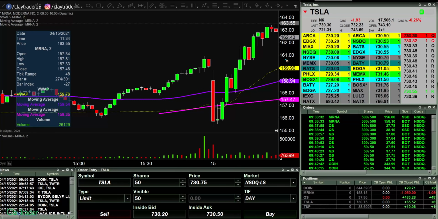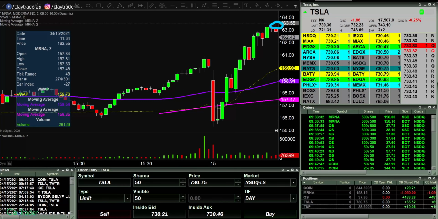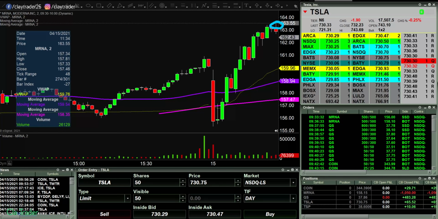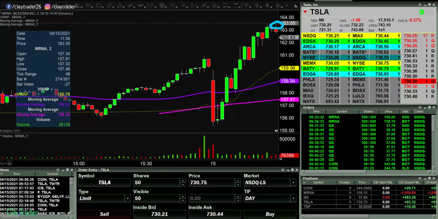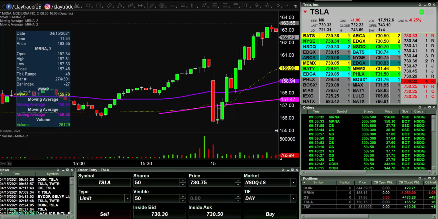Let's just say I had gotten totally stubborn. Look how far that ended up going. Basically $163.50, but just to keep the math easy, $163. That means for every dollar it moved against me, that was a $500 loss. So if you put in $5 more, that's another $2,500 on top of my $1,000 loss. So imagine if I had said, okay, no, I'm going to hold.